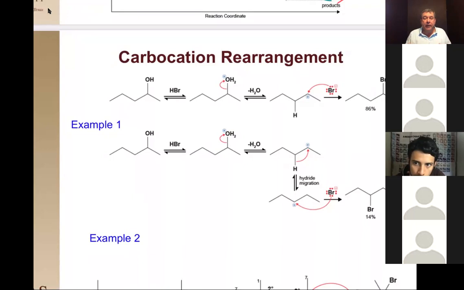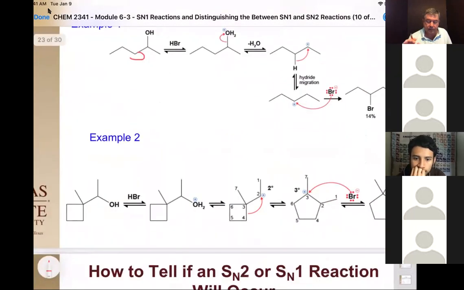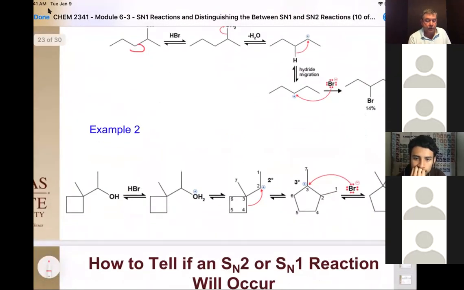But in the case of this example here, it's actually showing it moving from a secondary to a secondary. That very rarely happens, so I'm not going to do that example because that's not what happens. And let's go to our second example here with a ring.